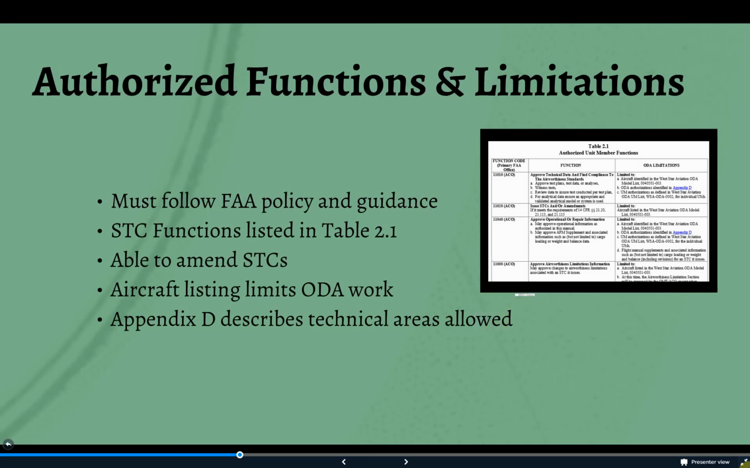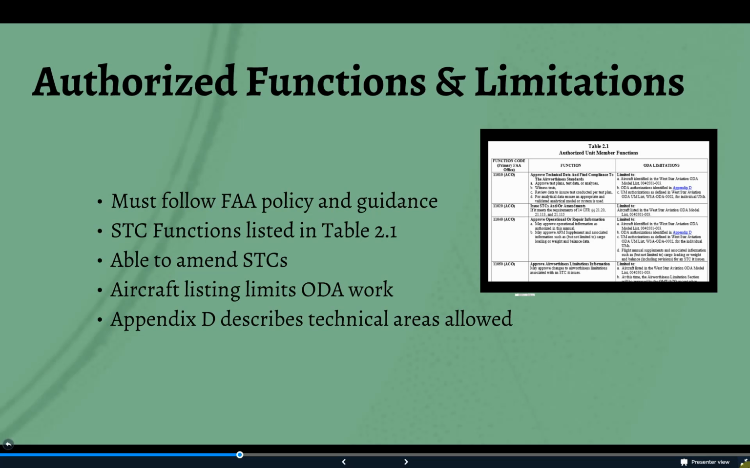Authorized functions and limitations are the second section of the Procedures Manual. The ODA is required to perform its authorized functions while following the most current FAA policy, guidance, and orders. You'll see that what has been added is parens after FAA guidance callouts, implying that Westar is always using the latest revision. This makes it much easier to ensure that there's a common understanding while also lightening the load by not requiring ongoing edits. Within the ODA, unit members are responsible for following the latest FAA policy and guidance.